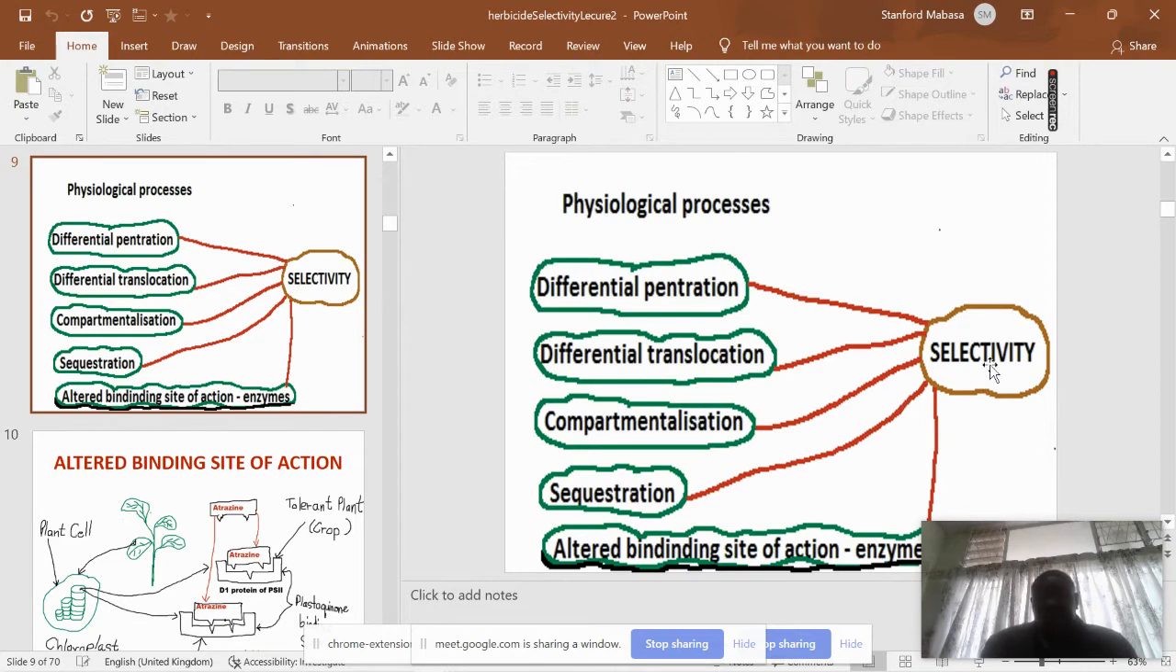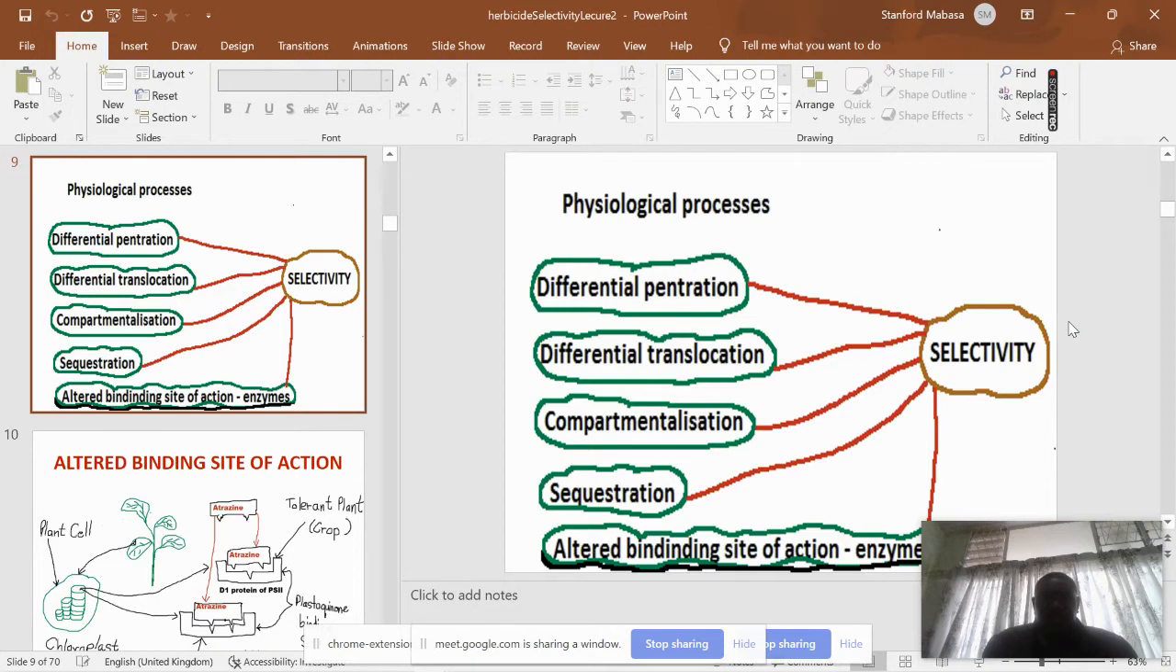So selectivity could be because of differential penetration, how the herbicide enters the plant, how it moves within the plant, which is differential translocation. It can also be restricted in the plant, which is compartmentalization, or it could also be known as sequestration. All these processes will lead to selectivity.